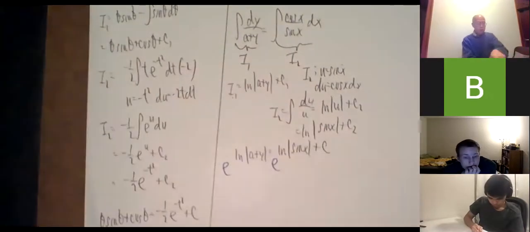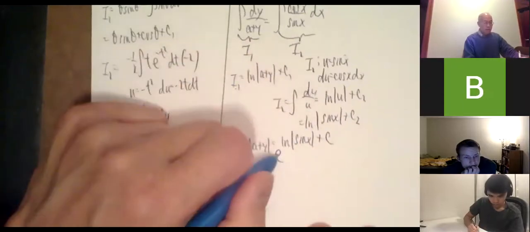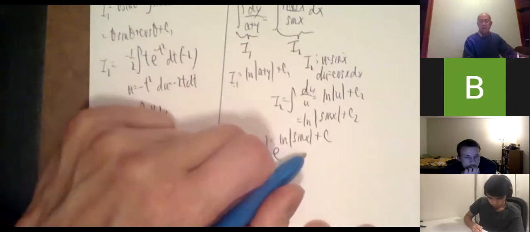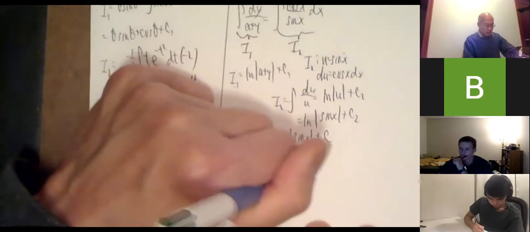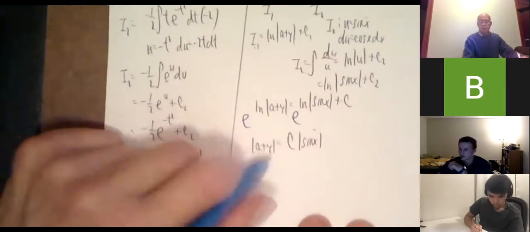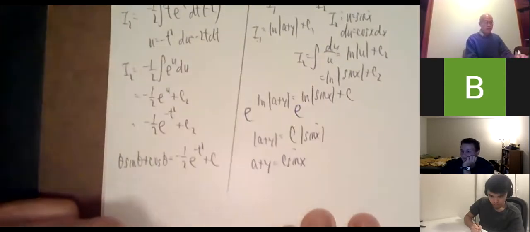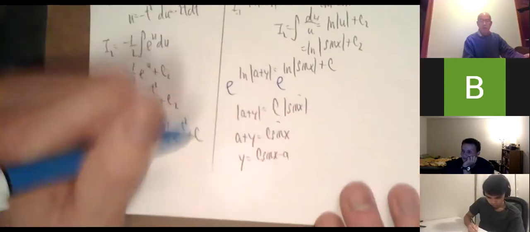Exponentiate: absolute a plus y equals e to the ln sine x times e to the c. E to the c is c. So I have c absolute sine x, and we said you can drop the bars. A plus y equals c sine x. Oh, I should solve here, so y equals c sine x minus a.